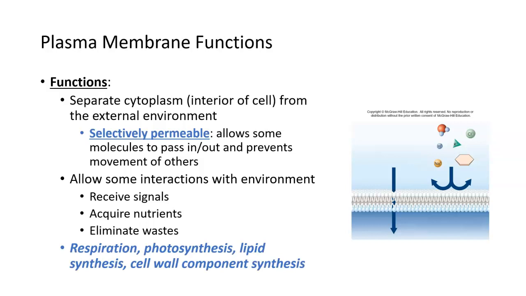Importantly, the bacterial plasma membrane has additional functions as compared to the plasma membrane in our eukaryotic human cells. Because bacteria don't have membrane-bound organelles like the mitochondria or chloroplasts or the endoplasmic reticulum, all of the processes that need a membrane in order to happen, such as cellular respiration and the Krebs cycle, photosynthesis, as well as synthesis of other cellular components like lipids and the cell wall, also all have to happen in the plasma membrane. And so in a bacterial cell, the plasma membrane is actually performing even more functions than it does in our cells, because that's really the only membrane available to bacteria, because they don't have any membrane-bound organelles.